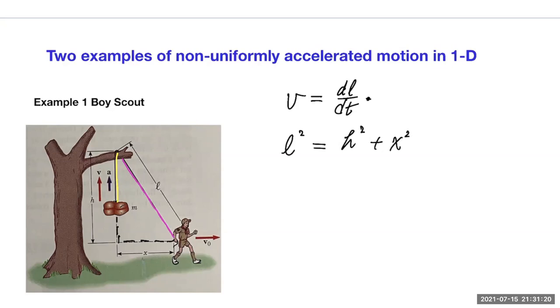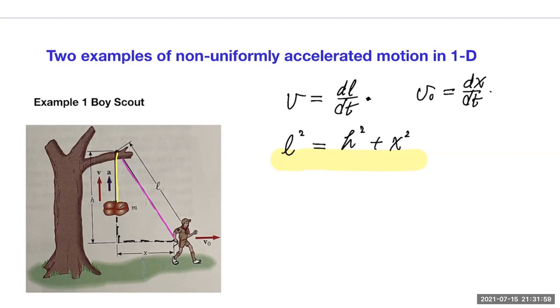Now I'm interested in dL/dt, which is v. How is that related to v0? We know v0 is actually the rate at which x increases. So v0 is dx/dt, which is fixed. Right? So how do we get dL/dt and find its connection with dx/dt? See, all we have to do is take a derivative of this equation. Every term I take a derivative with respect to time, and I can get my answer. So that's what I'm going to do now. I'm going to take a derivative.